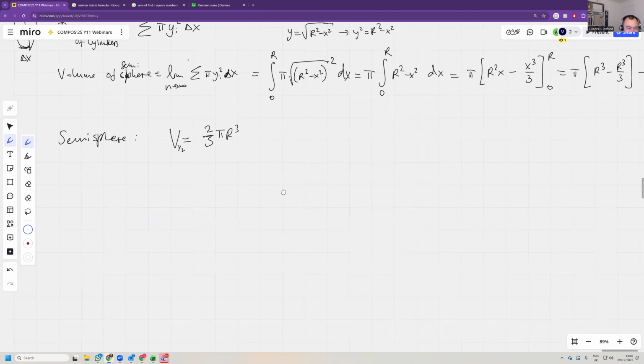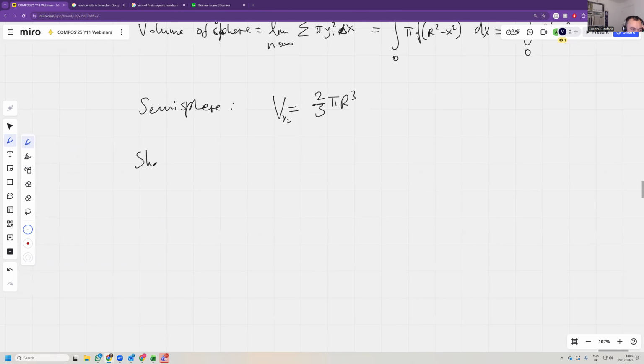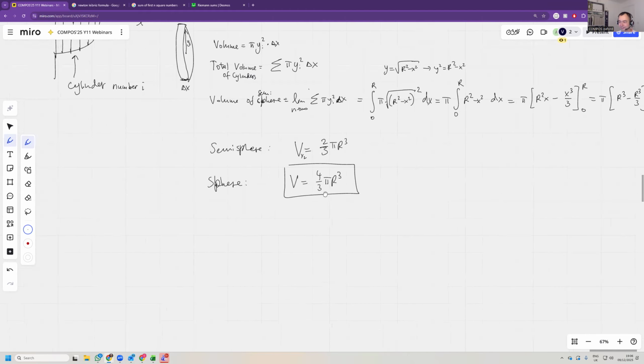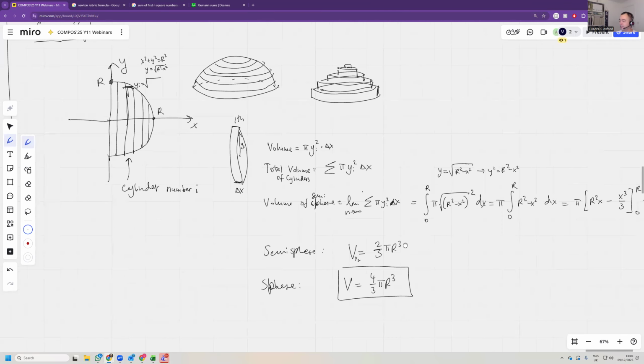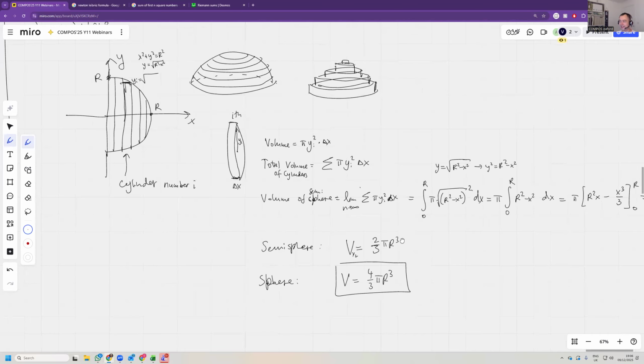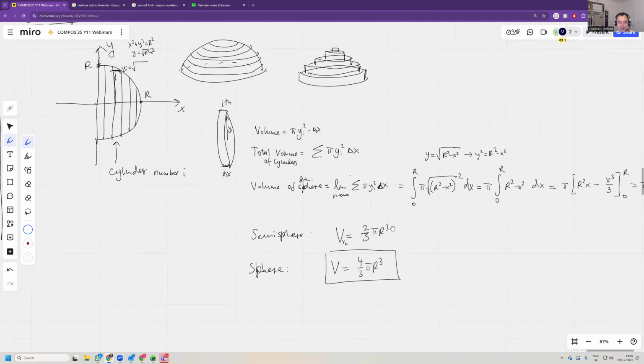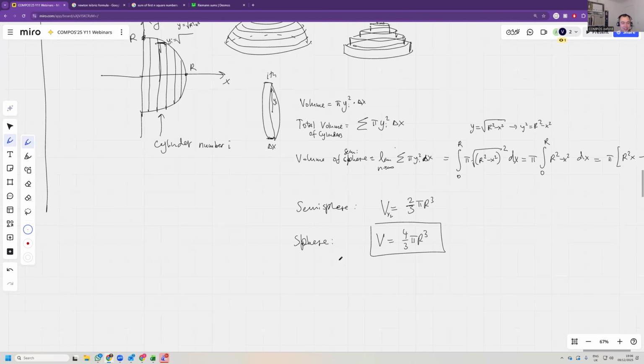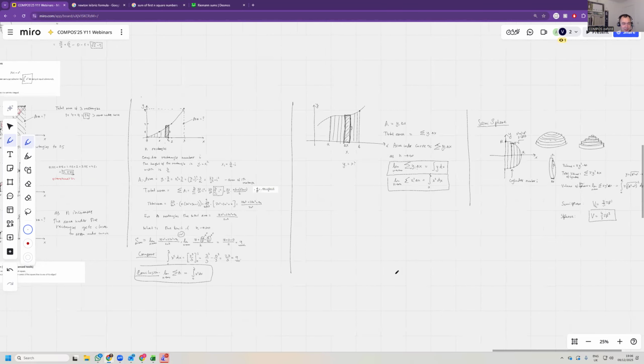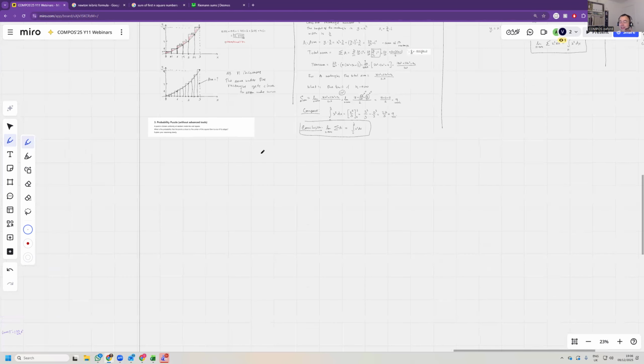I hope you know where I'm going with this, because the volume of a sphere is simply 4/3 pi r cubed, because it's just double the volume of a semisphere. Does that answer your question, Ari? So you cut it into cylinders, not rectangles. Okay, and we use that a lot in Compos. And once again, don't worry if you don't fully understand it. It really takes time to sink in. It's one of those things.